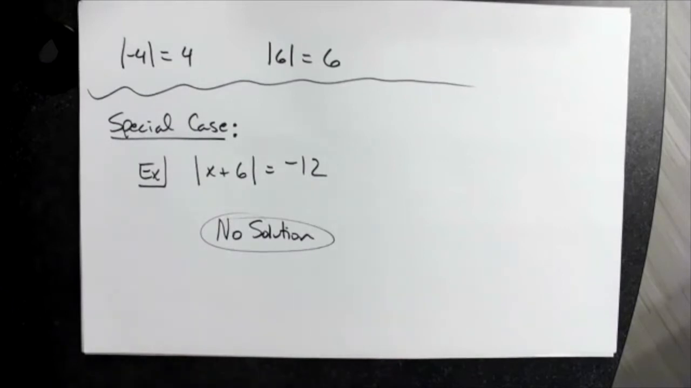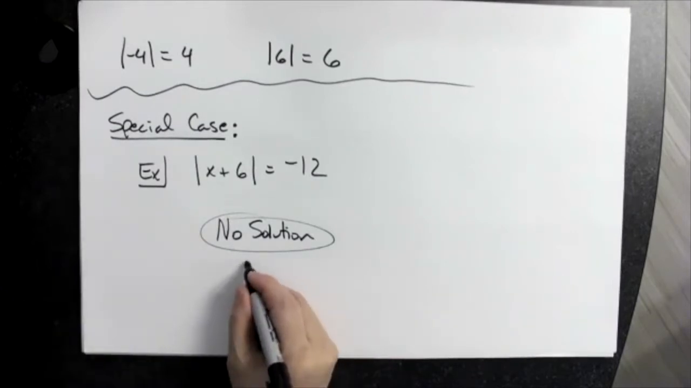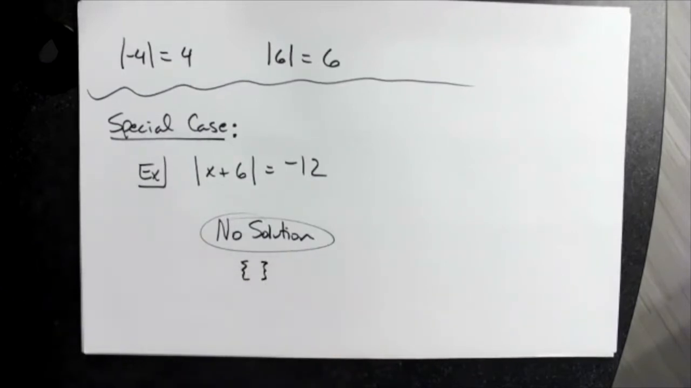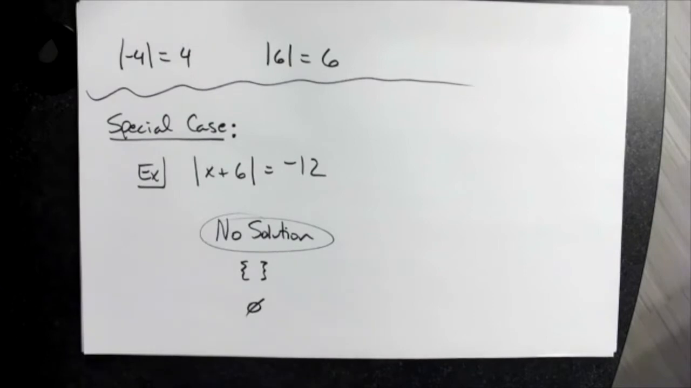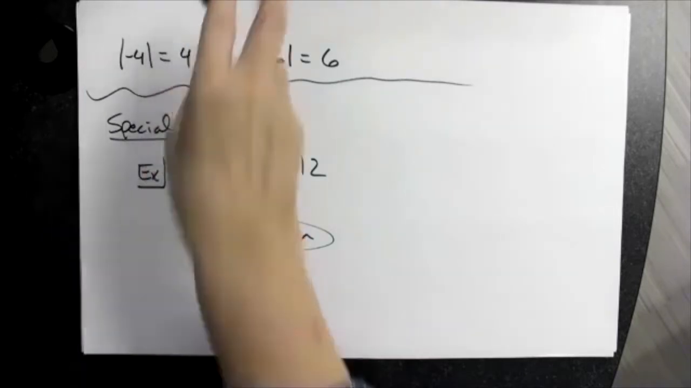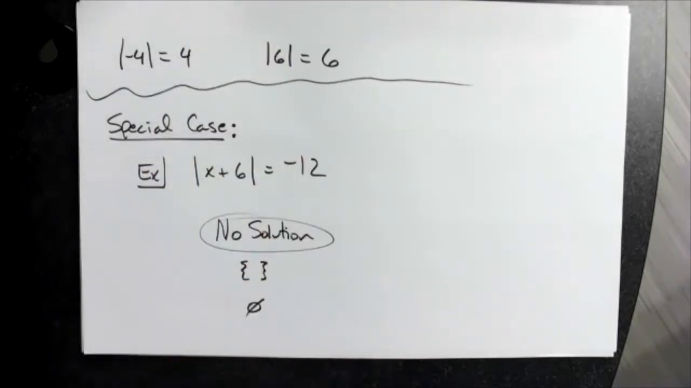Other ways to write no solution: you could do a set of brackets and have an empty set. You could also use the circle with a line through it. That's the empty set as well. When that happens, you've just got to be awake and pay attention, because watch what I do real quick here.